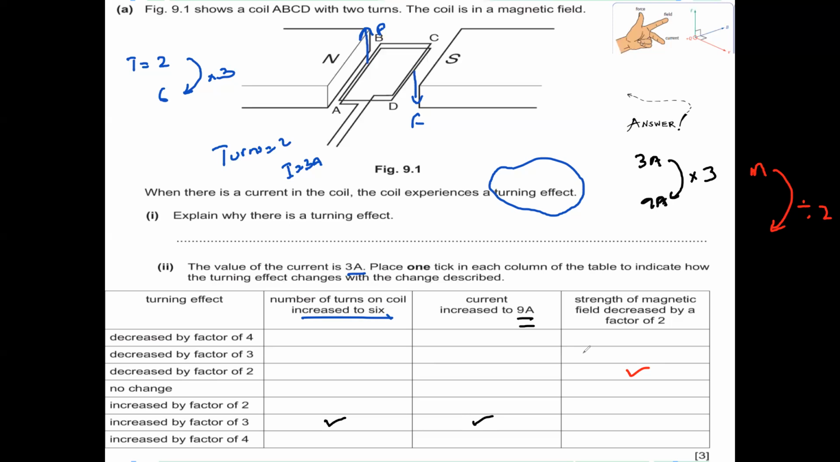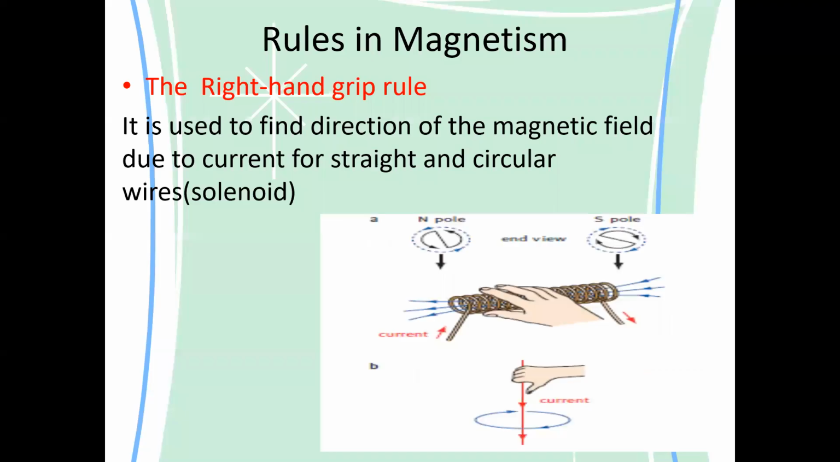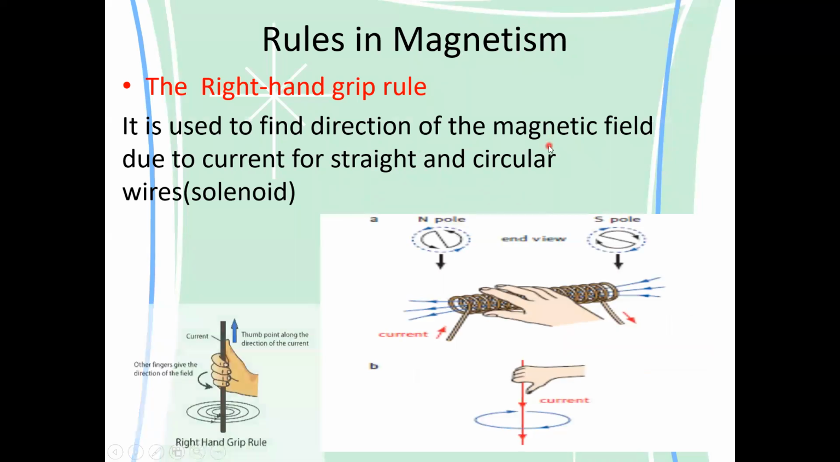So if we double the current, the strength of the turning effect will be double. If we change the current by factor 3, the strength of the turning effect will also change by factor 3. So the three rules which we use in magnetism, these were the questions. It is important that you understand when we have to use these rules.